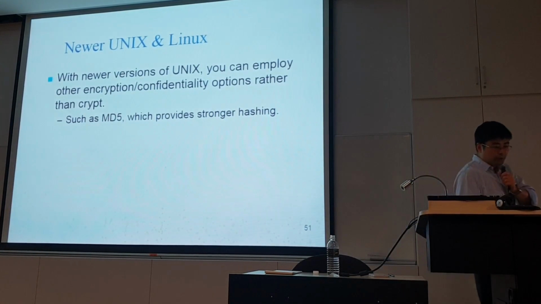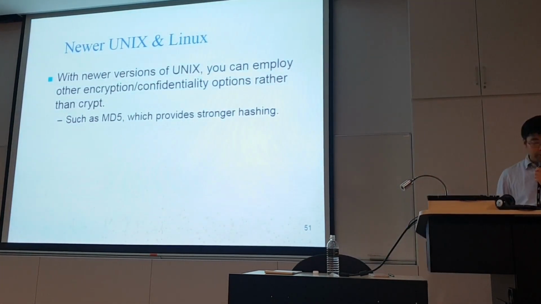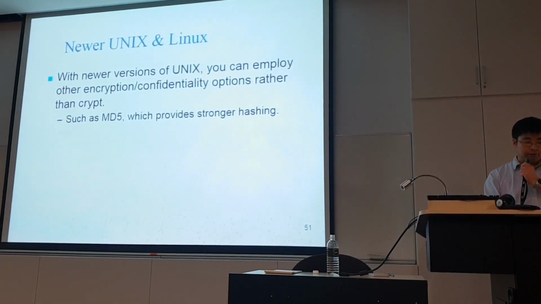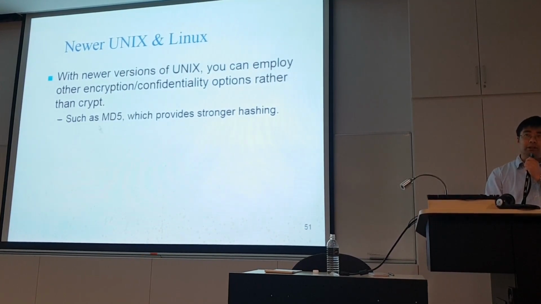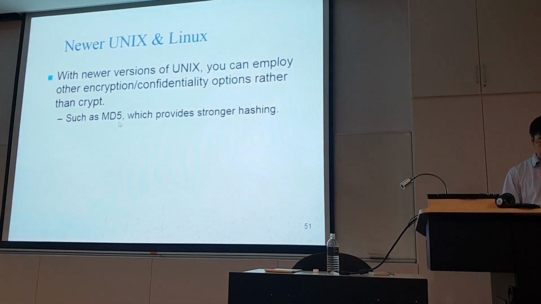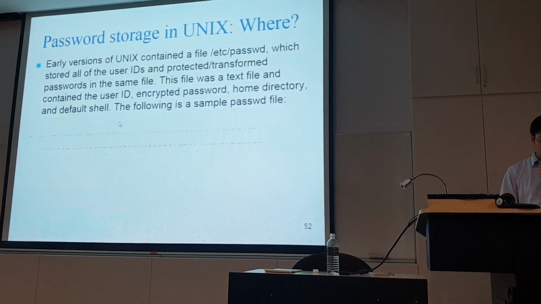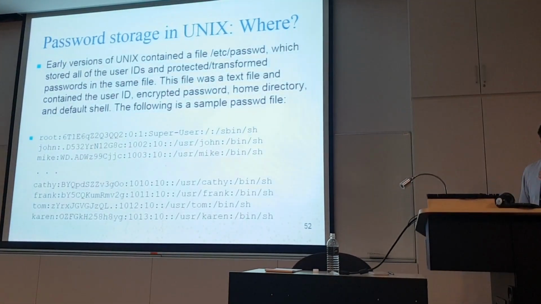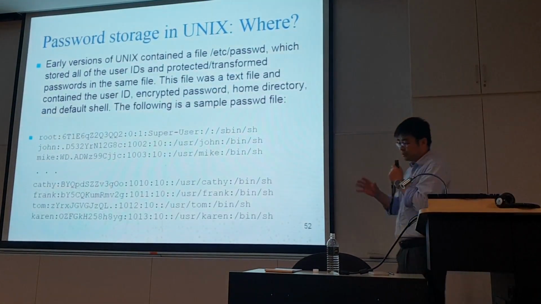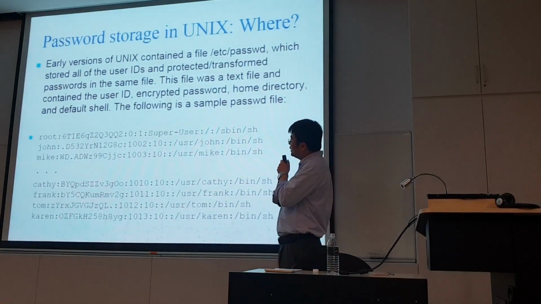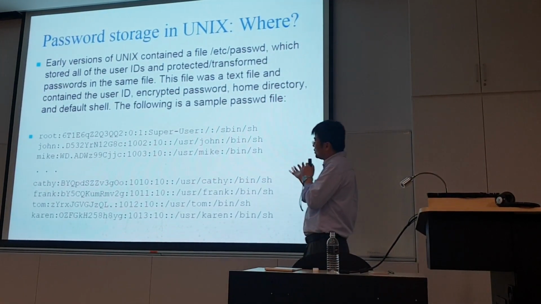And then for the newer versions of Unix and Linux, we can employ other hash functions like MD5 or SHA-1. They provide stronger hashing than crypt. And then you may ask, where is the hashed user password table stored? Actually, it depends on the version of Unix.